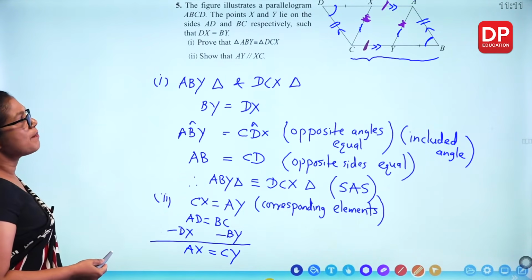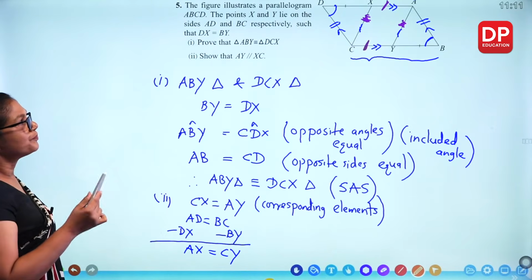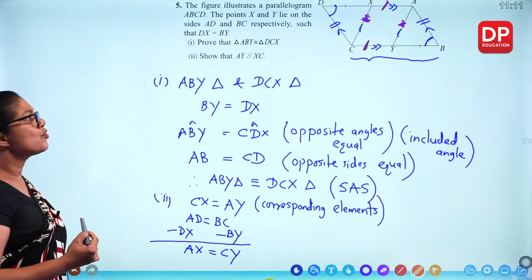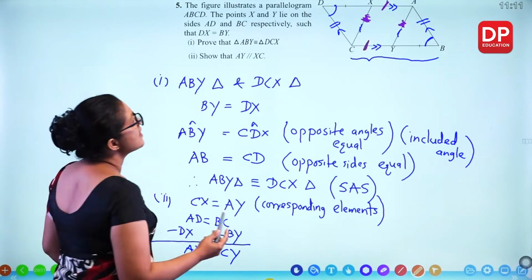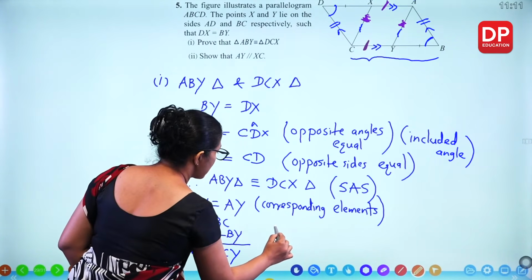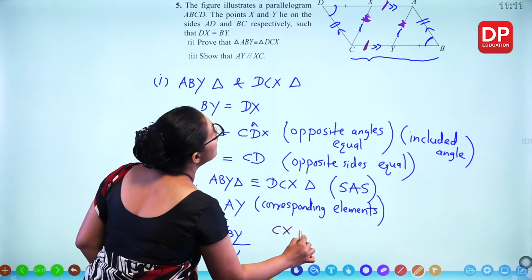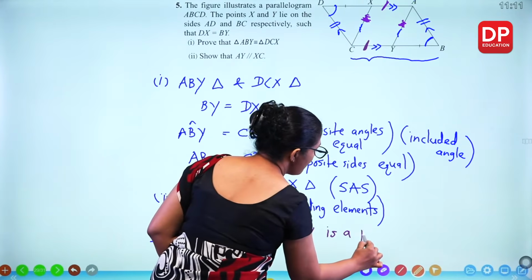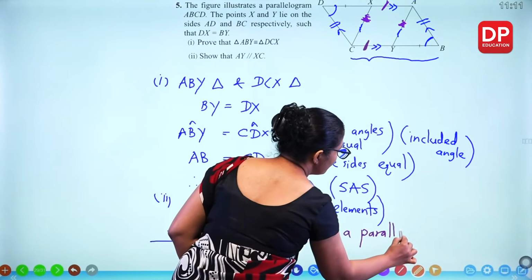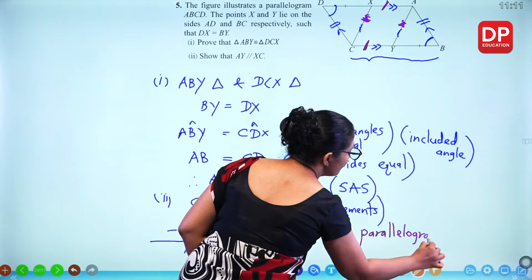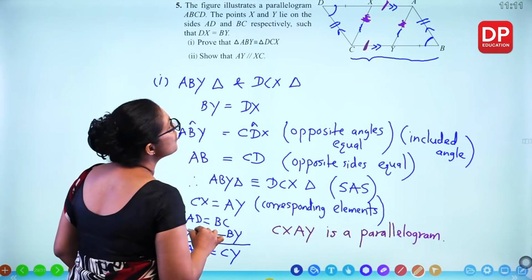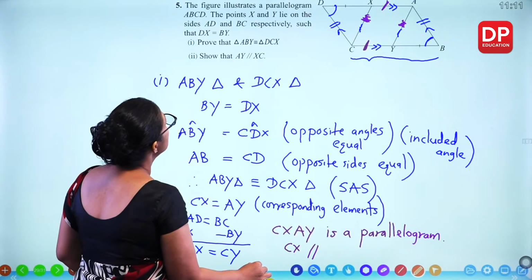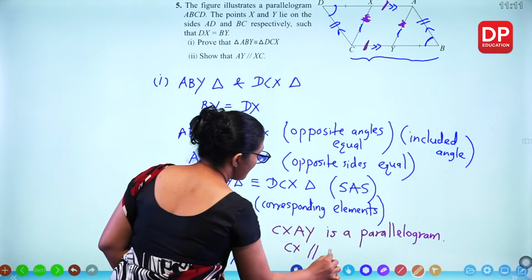So if this is a parallelogram, CX should be parallel to AY. So we can say CXAY is a parallelogram. Then straight away I can write CX should be parallel to AY.